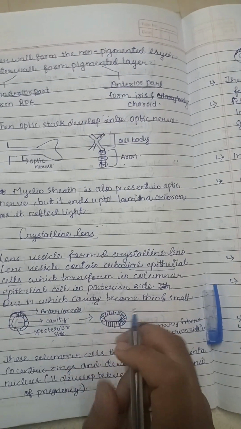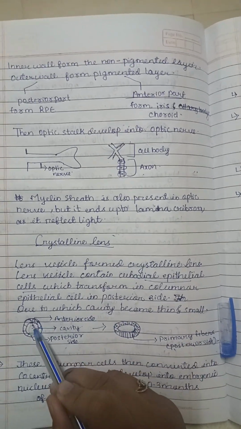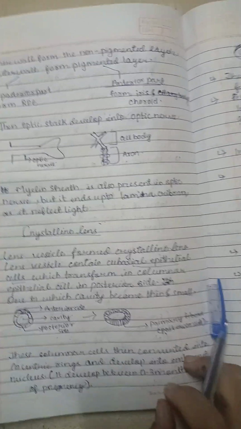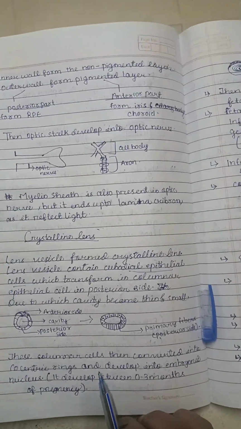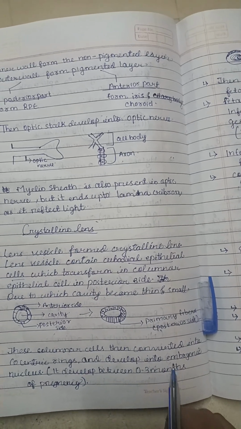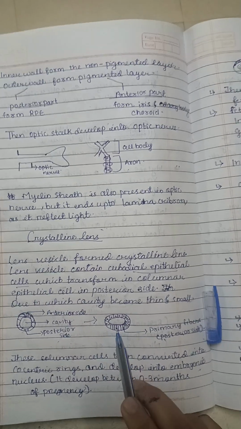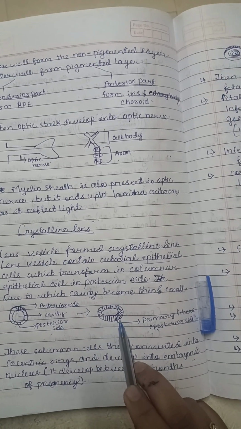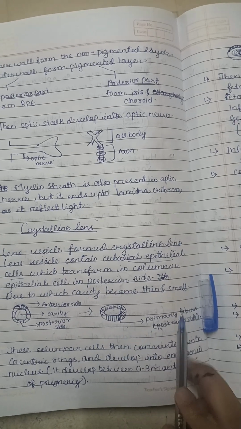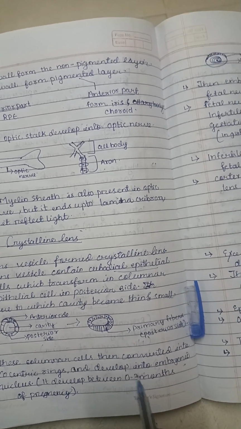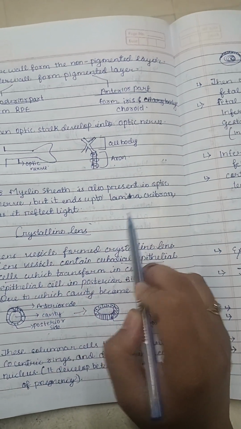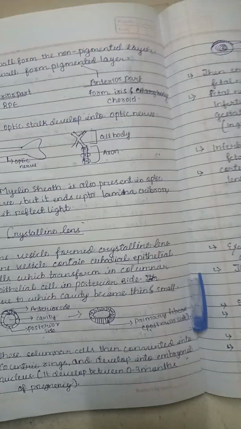Due to which the cavity becomes thin and small. You can see the cavity becomes thin and small as compared to the first one. Now, these columnar cells are converted into concentric rings and develop into the embryonic nucleus. It develops between 0 to 3 months of pregnancy. The embryonic nucleus is developed in the first 3 months of pregnancy.